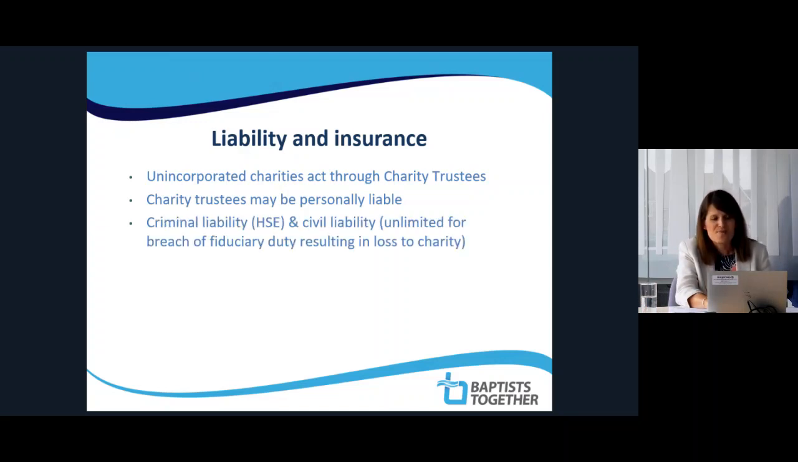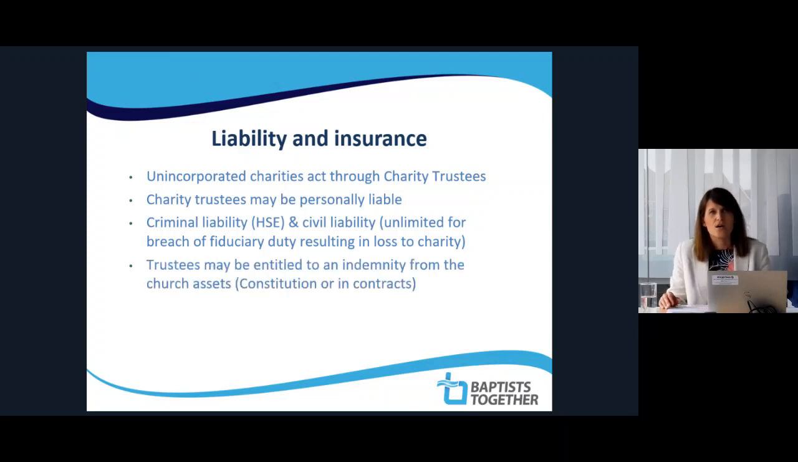Not to frighten you, but there is also potentially a criminal liability that can arise for a Health and Safety Executive prosecution situation. And there's also a civil liability that can arise, particularly if there's a breach of a fiduciary duty, which is where you don't act with sufficient care and skill or good faith, or you're not acting in accordance with your governing document. That liability is potentially unlimited where there's a loss to the charity.